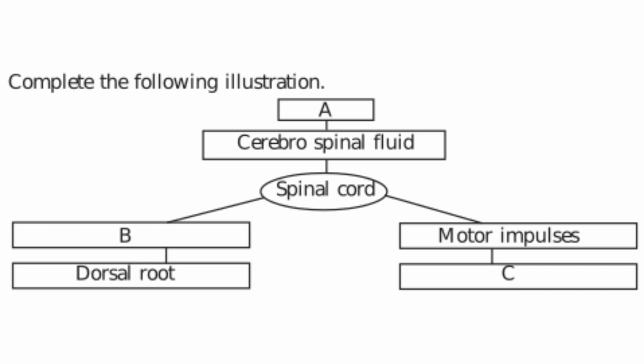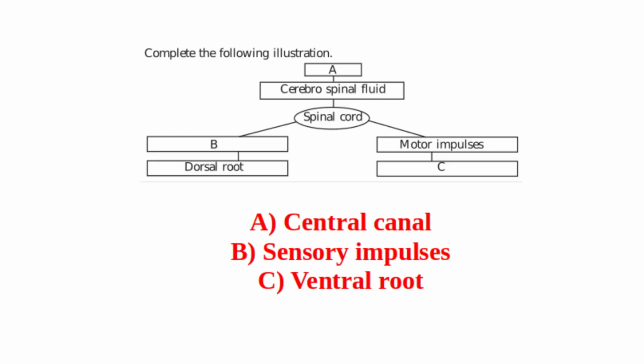Next question. Complete the following illustration. Here the illustration shows the spinal cord, and different parts and components are given, with three options A, B and C. If we analyze the illustration, option A is related to the cerebrospinal fluid. We know cerebrospinal fluid is present in the central canal of the spinal cord. So the answer is central canal.